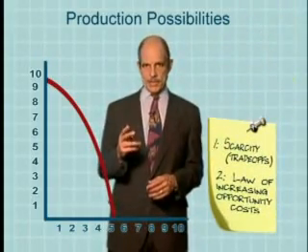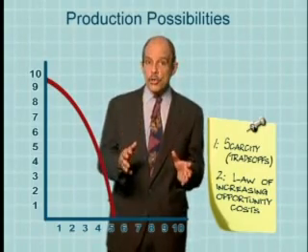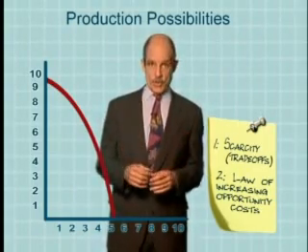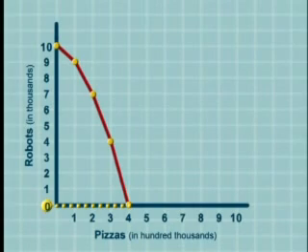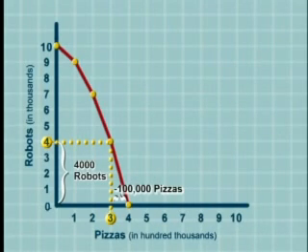The second lesson of the production possibilities curve is a little more subtle, that the more you make of anything, the greater its opportunity cost. Go from making 0 robots to 4,000 of them and we get quite a payoff. What does it cost us in terms of pizza? The chart makes it clear, 100,000 fewer pizzas.